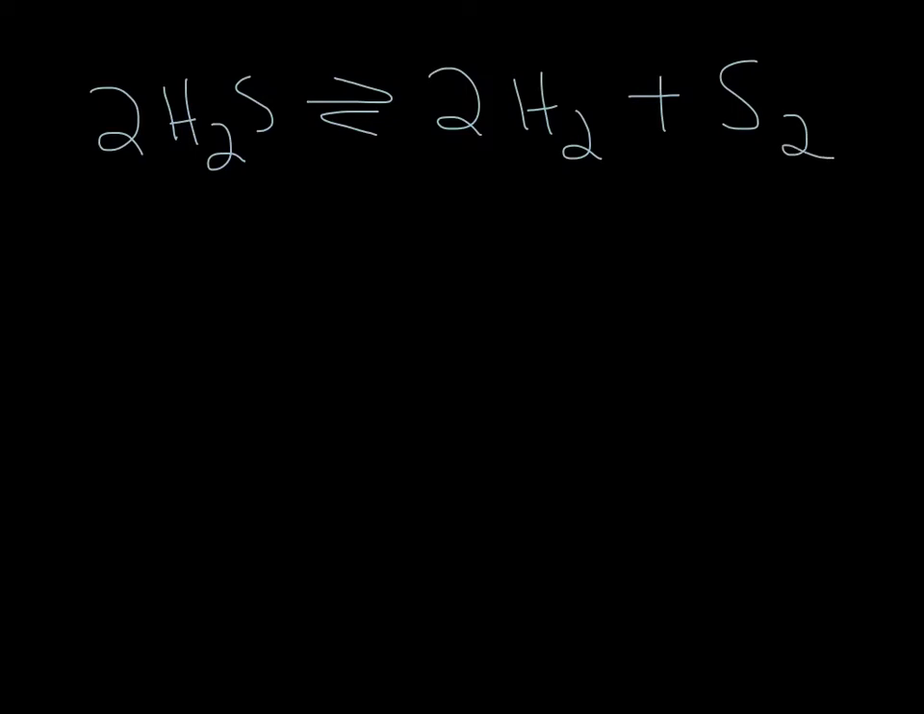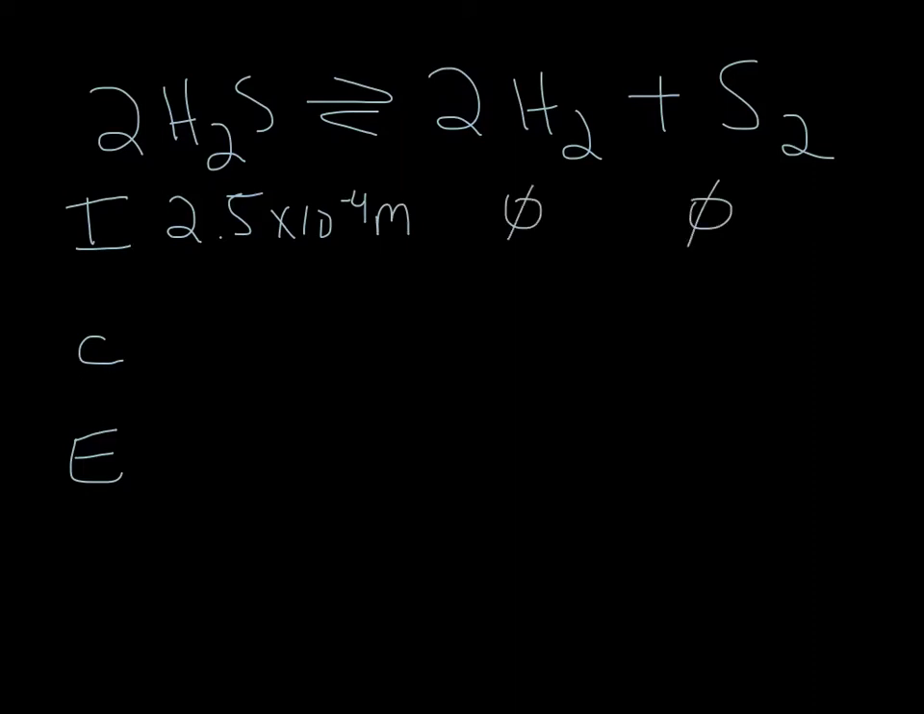So now I'm going to set up my ICE table. So I'll write my balanced chemical equation. So I've got 2 H2S goes to 2 H2 plus 1 S2. And I've got initial, change, and equilibrium concentrations. So I just determined my molarity on the previous slide. So my molarity initially is 2.5 times 10 to the negative 4 for my H2S, and I said I didn't have any of the products initially. So I've just filled a flask with H2S. I'm going to give it time to react. H2S is my only reactant.